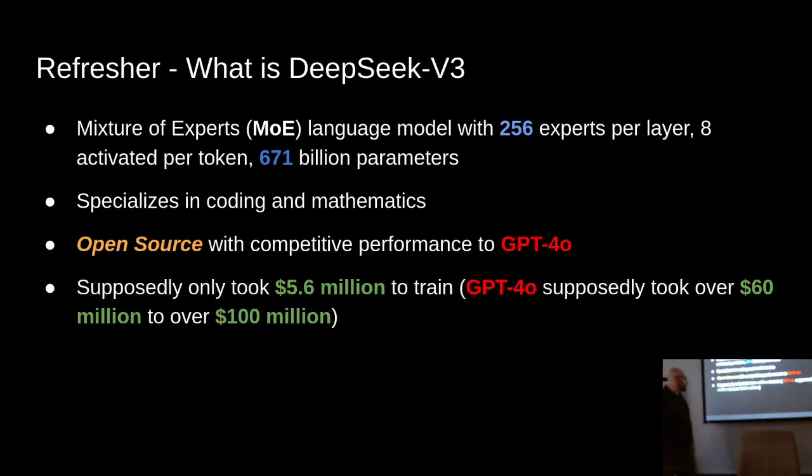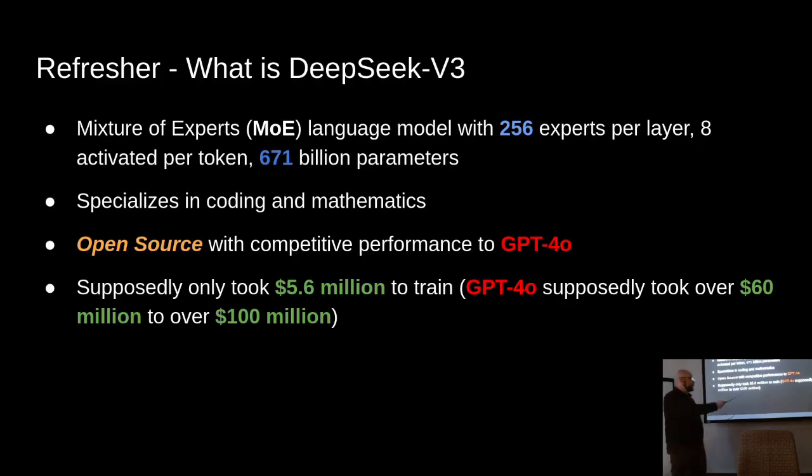And it took $5.6 million supposedly to train, while GPT-4o took somewhere between 60 and 100 million, depending on what your sources are. Sam Altman himself mentioned it probably took over $100 million. Now, some people say this $5.6 million isn't accurate because it doesn't include researcher salaries and everything.